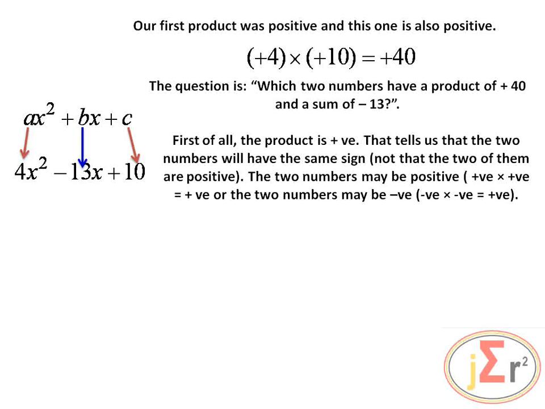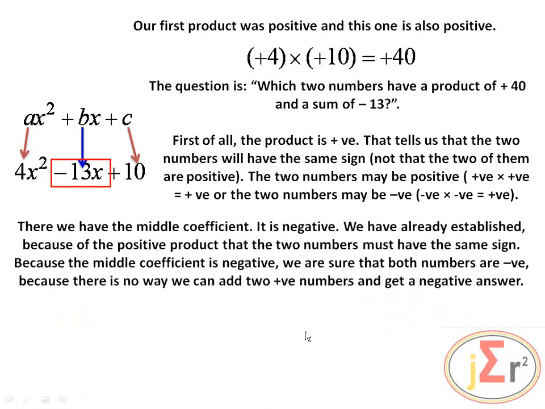First of all, the product is positive. That tells us that the two numbers will have the same sign. Not that the two of them are positive. The two of them will have the same sign. The two numbers may be positive because a positive multiplied by a positive will give you a positive. Or the two numbers may be negative because a negative multiplied by a negative will give you a positive. So they will be both negative or they will be both positive.